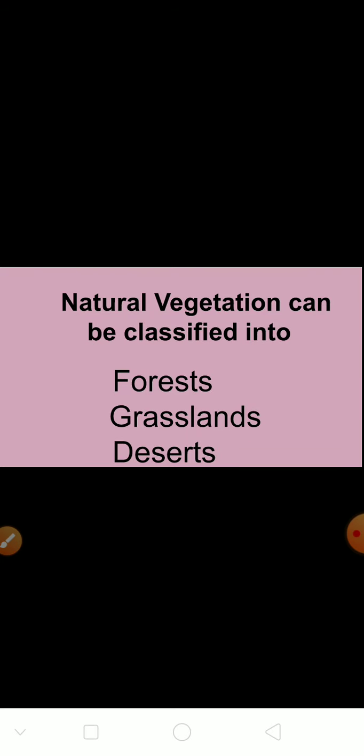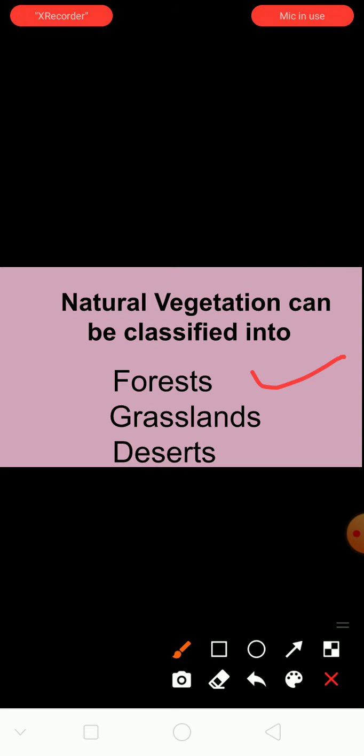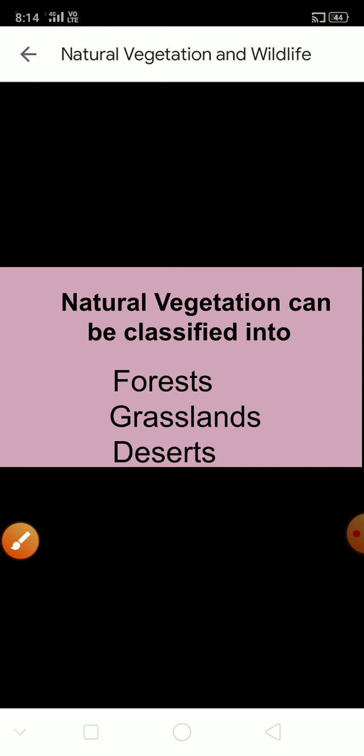See here, natural vegetation. The kind of plant and animal life a region has is determined by the altitude of the land, the nature of soil found there, and its climatic conditions. Broadly, natural vegetation can be classified into forests, grasslands and deserts. So I am explaining one by one.